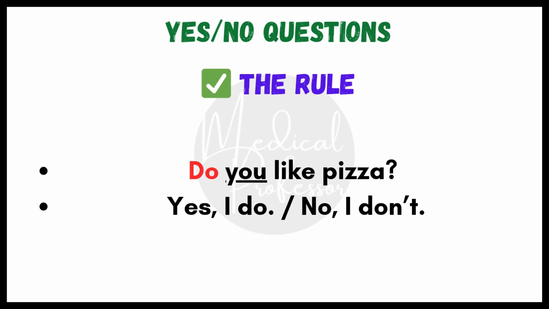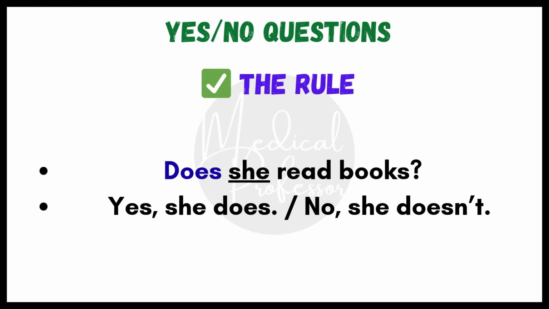For example, do you like pizza? Answer can be yes, I do or no, I don't. Does she read books? Answer can be yes, she does or no, she does not. Notice in the question, the verb always stays in its base form. So remember, start with do or does, then the subject, then the verb.